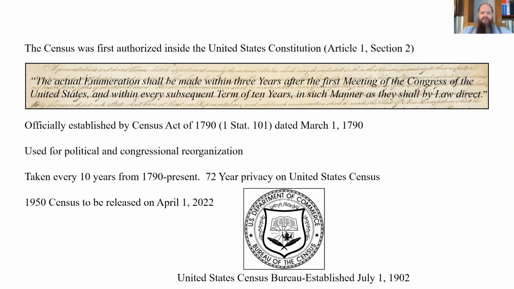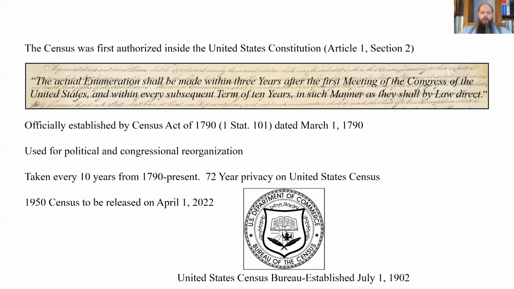But there are some privacy restrictions. There's a 72-year hold on the census, which makes only up to now 1940 available to us. The 1950 will become available on April 1st of 2022.